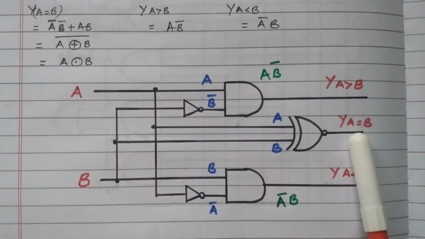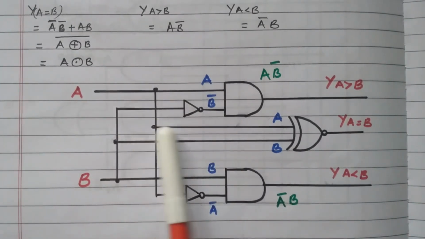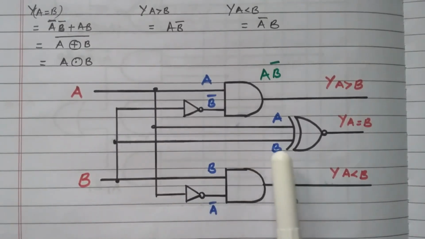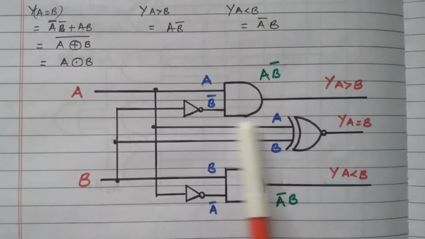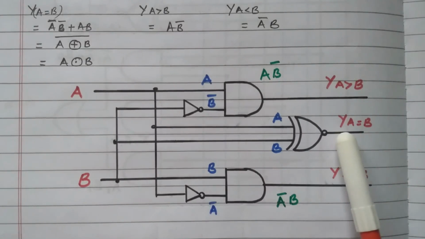For A equal to B, what we need is an exclusive NOR gate. So this is the exclusive NOR gate. A is connected directly, B is also connected directly. So we get A exclusive NOR of B, which is equivalent to A equal to B.